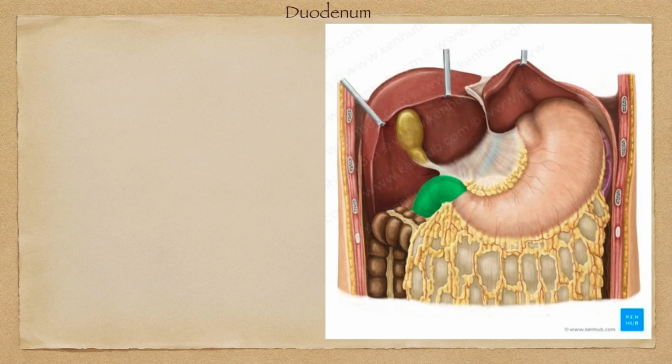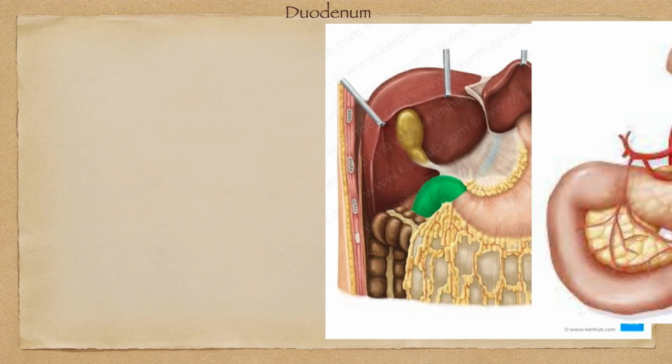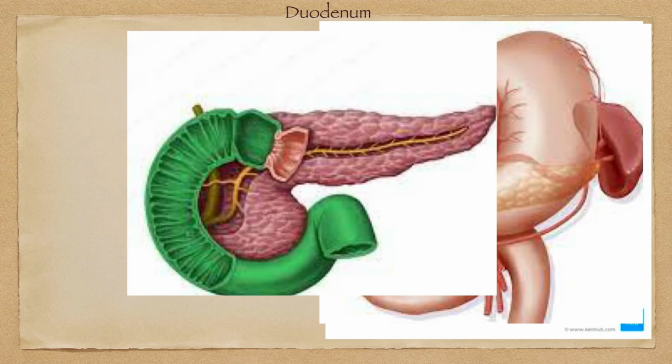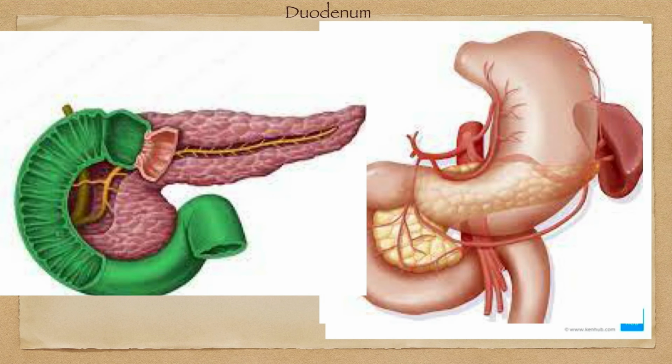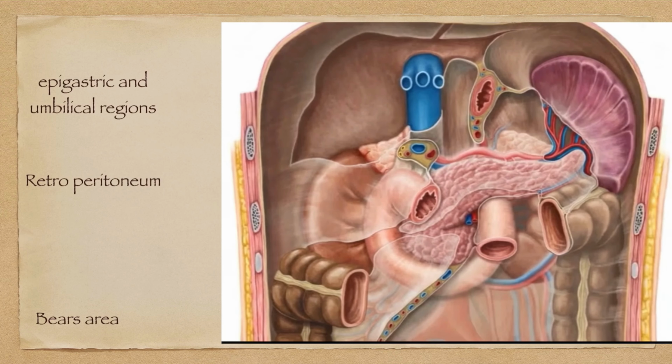First, we will talk about the duodenum. Duodenum is located between the stomach and jejunum. Duodenum is a C shape, as you see here, located at the epigastric and umbilical region.